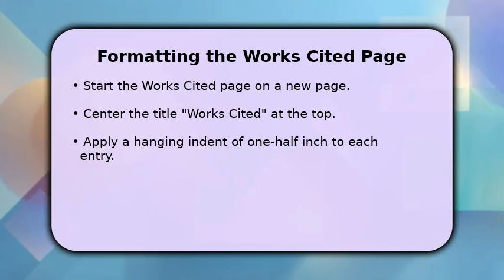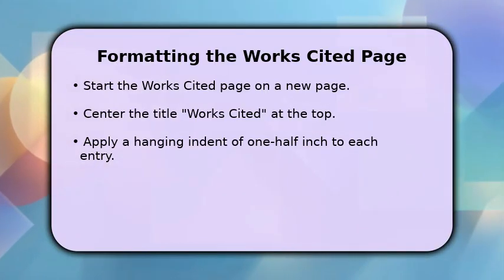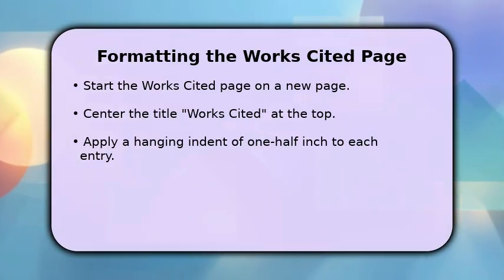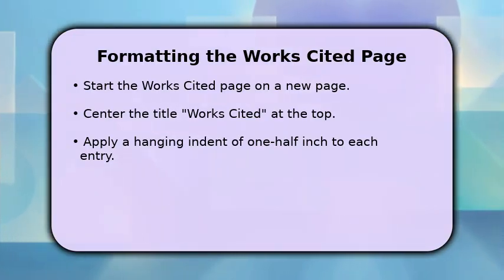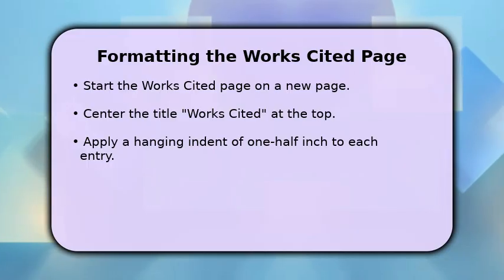Finally, let's set up your Works Cited page. This page should always begin on a new page at the end of your document. Center the title Works Cited at the top of the page. For each source entry, apply a hanging indent of 1/2 inch, meaning the first line is flush left and subsequent lines are indented. Ensure all entries are double-spaced and alphabetized by the author's last name or the title if no author is listed. This meticulous formatting is essential for academic integrity.